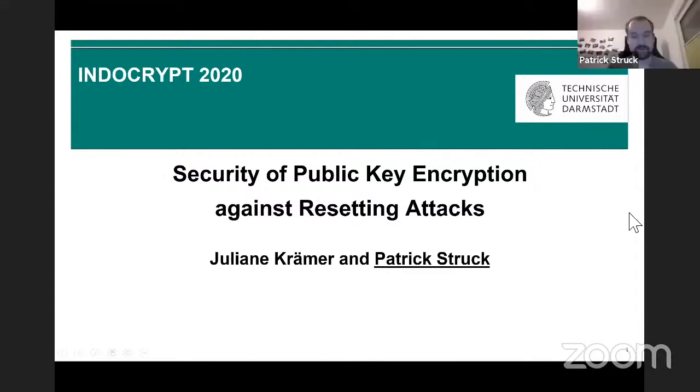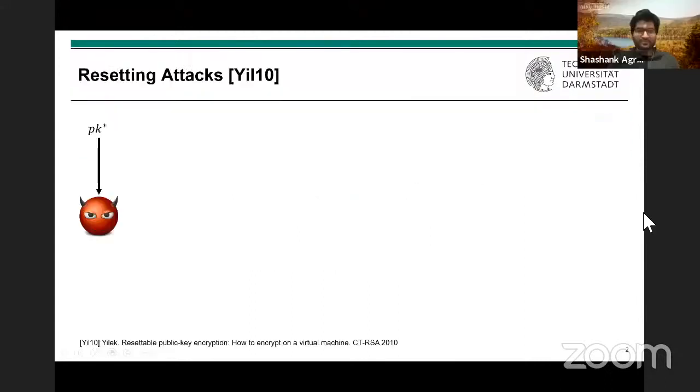Right, thank you for the introduction. In this work, we are looking into resetting attacks, which were proposed by Yilek in 2010. This is a strengthening of the standard IND-CPA security notion for a scenario where we might reuse the randomness used during encryption. The scenario would be if we run an encryption scheme on a virtual machine where we derive the randomness from some security critical state. And due to the possibility of snapshots for the virtual machine, we might later restore such a security critical state and then use the same randomness.